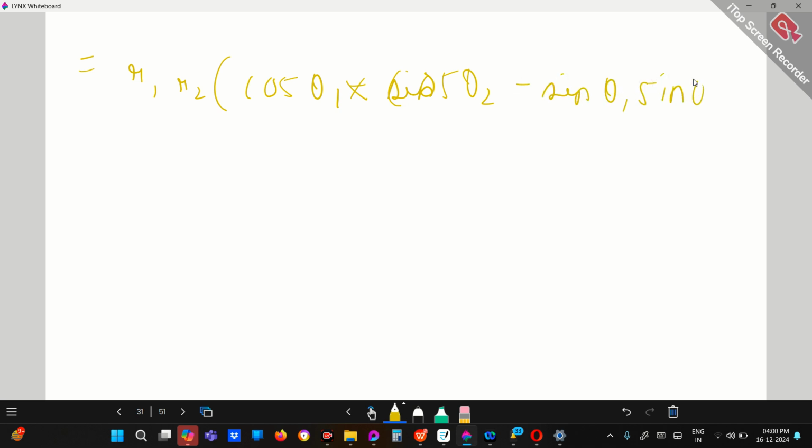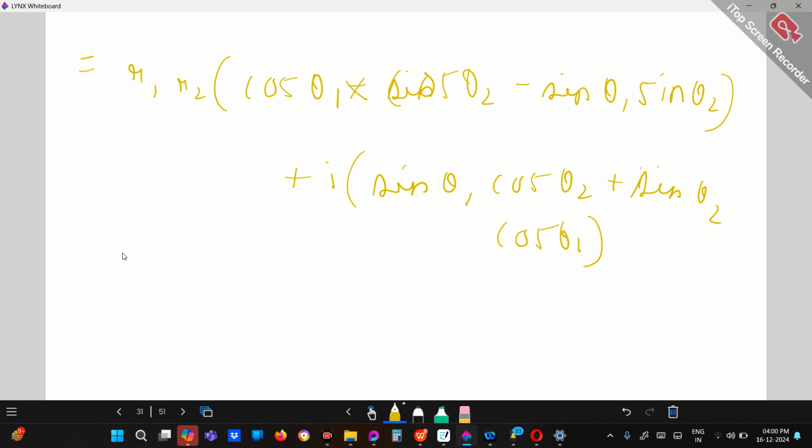If we try to expand this, we get r1 r2 [(cos theta 1 cos theta 2 minus sin theta 1 sin theta 2) plus i (sin theta 1 cos theta 2 plus sin theta 2 cos theta 1)].